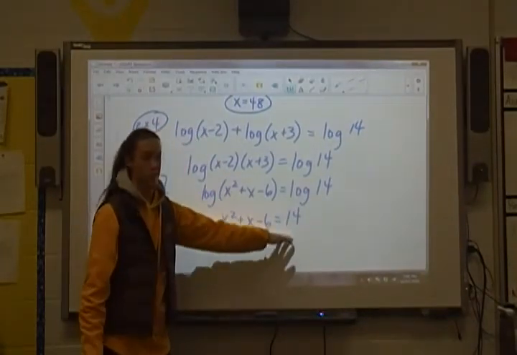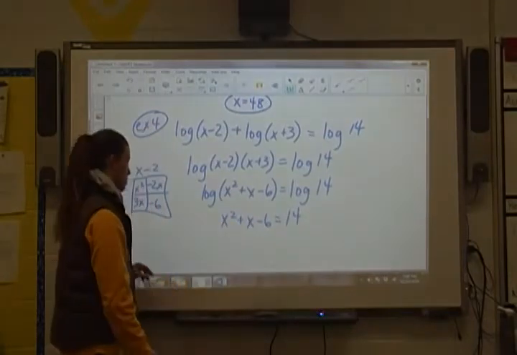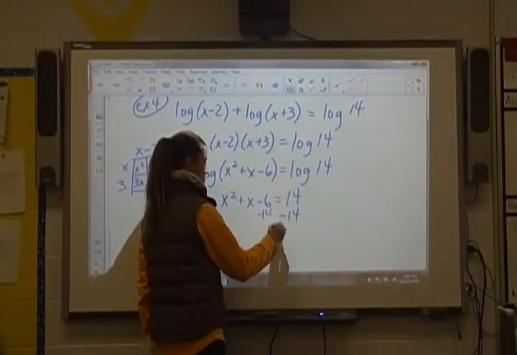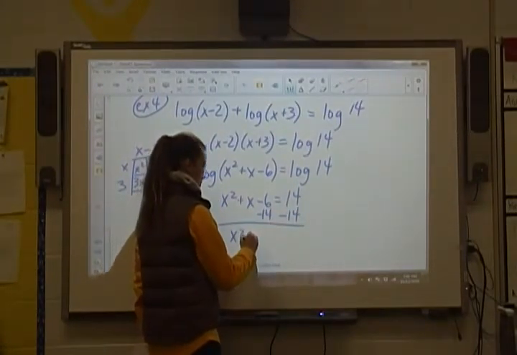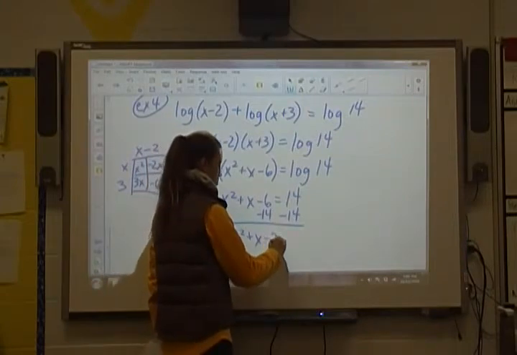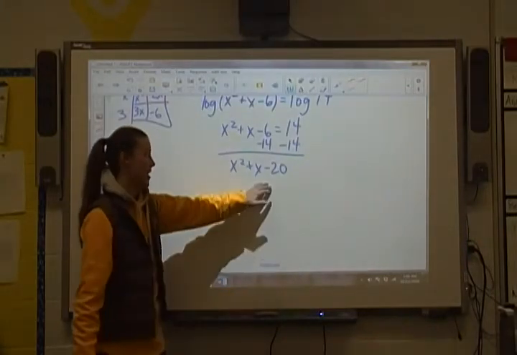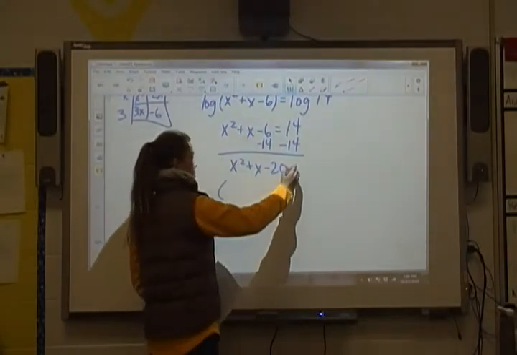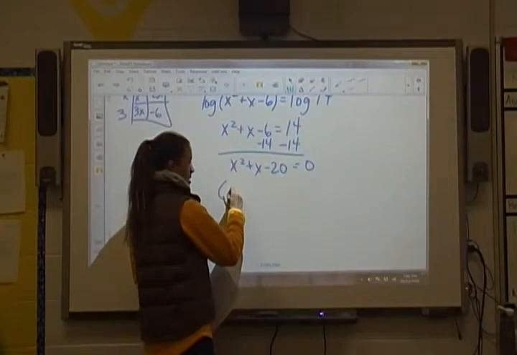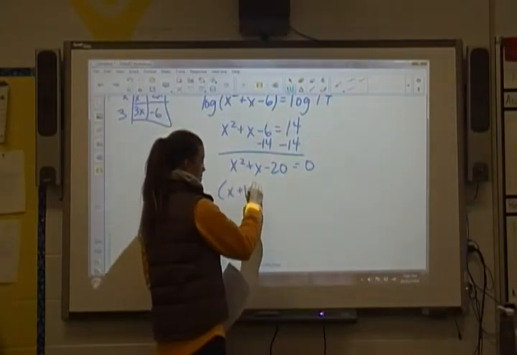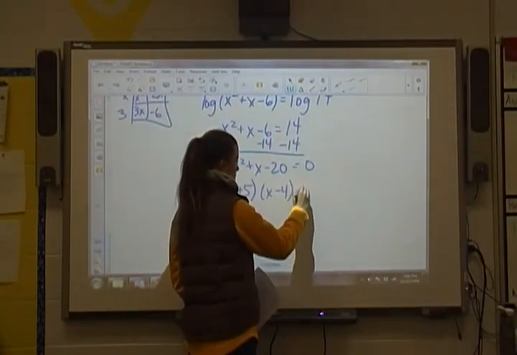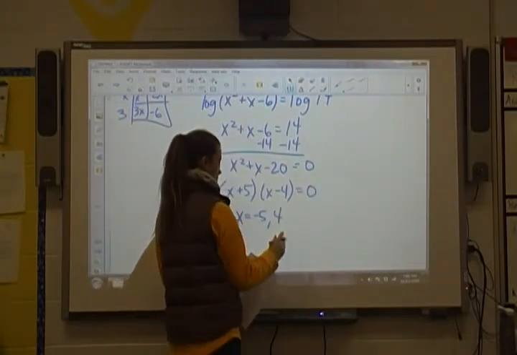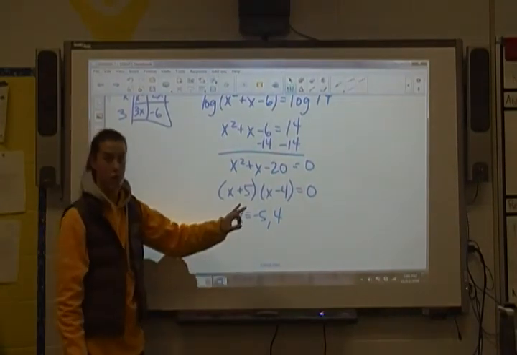I do need to move this 14 over before I factor. So when I do that, I'll subtract my 14, leaving me with x squared plus x minus 20. So two factors of negative 20 that add and give me a positive 1 are going to be, remember I'm equal to 0 now, because I canceled this out. I have x plus 5 and x minus 4. So when I solve this, x is equal to negative 5 and positive 4. It is possible to have two answers if you have two x's.